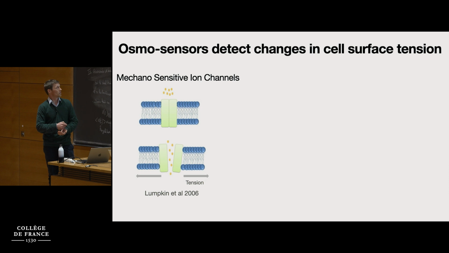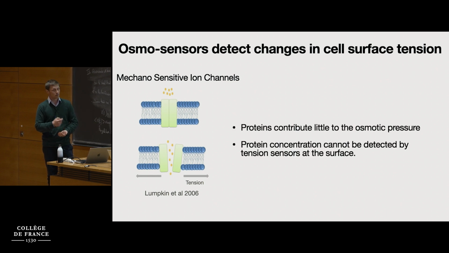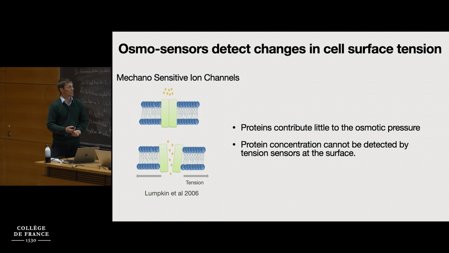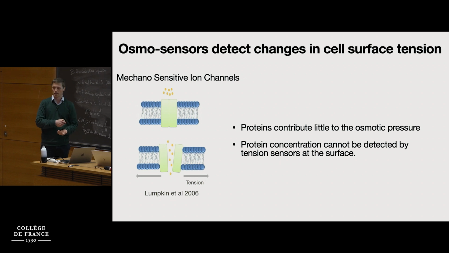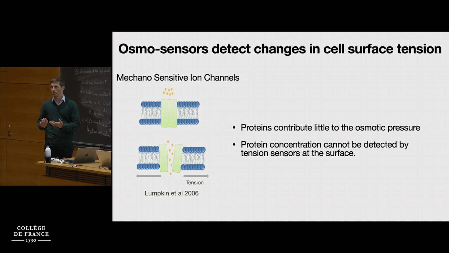One famous example is mechanosensitive ion channels, which open up when you have too much tension, right? Now, what we just learned before was that proteins contribute very little to the overall osmotic pressure of a cell. So these types of osmosensing mechanisms are, in my view, a pretty poor sensor for the overall protein concentration inside of a cell.